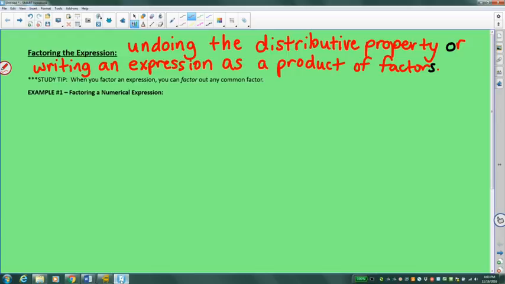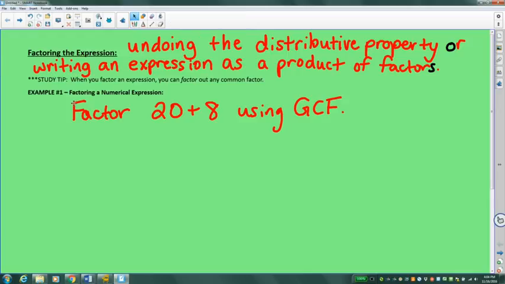Okay, so our first example, we're asked to factor 20 plus 8 using the GCF. I hope everybody remembers GCF is the greatest common factor. And when we're finding the greatest common factor, we're finding the largest number that goes into both numbers. Okay? And when you use the happy birthday factoring, you don't even have to know what the greatest common factor is between these numbers. So what I'm going to do is start by writing my problem, which is 20 plus 8, down below. That's my first layer of cake.